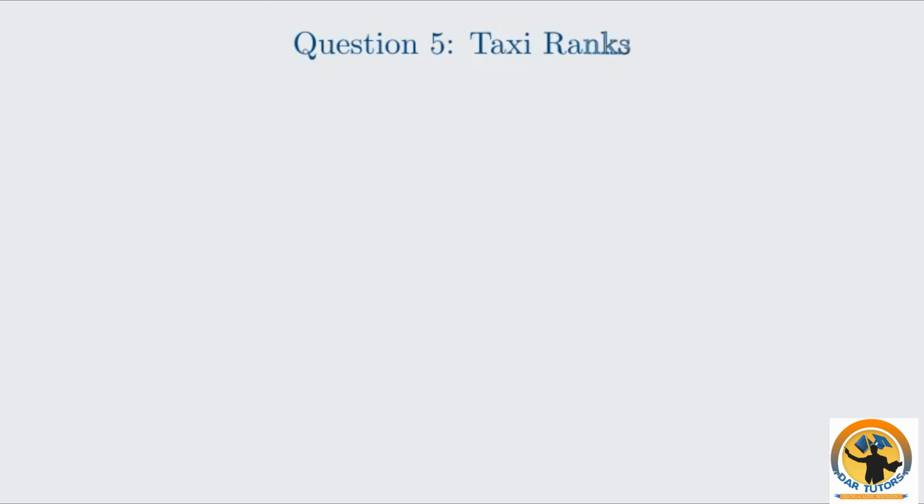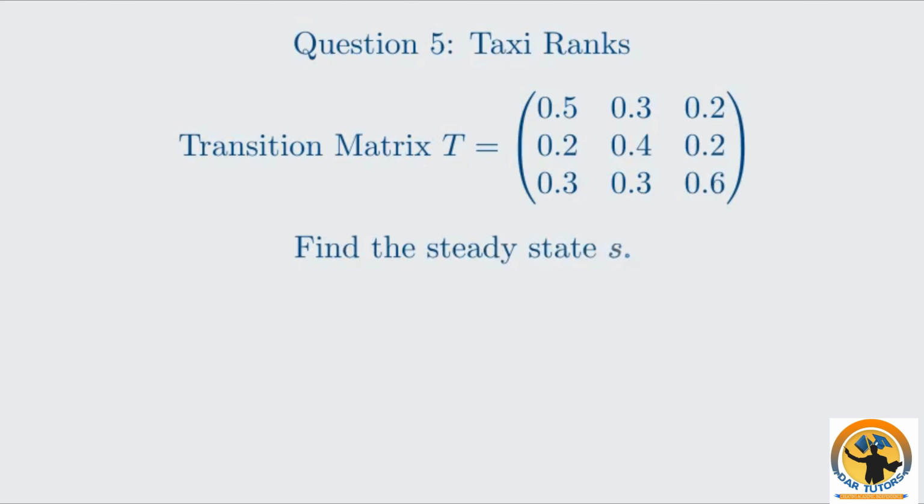And finally, question 5, a more advanced steady-state problem. A taxi driver services 3 taxi ranks, A, B, and C. The probabilities of returning to each rank after dropping off a customer are given in the transition matrix T. Find the steady-state proportions for the time spent at each rank.